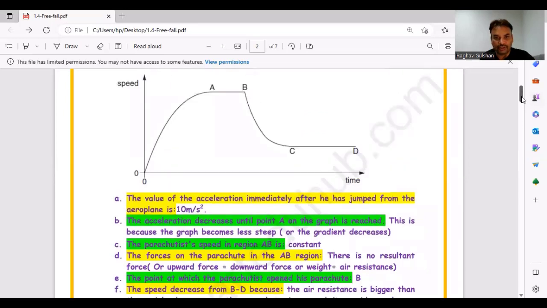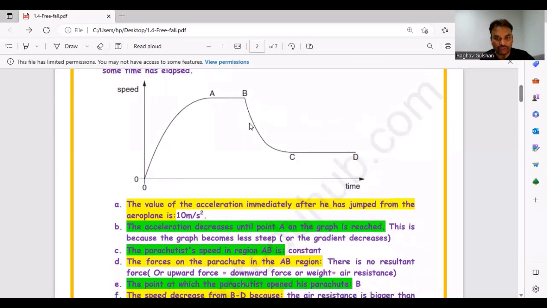So from B to C, there is a decrease in speed. You see at A and B, the speed is the highest, and then at C, that is the minimum speed. So at C, the parachutist comes down with the minimum speed. From B to C, speed is decreasing. This is the reason for negative acceleration. From O to A, the reason is positive acceleration. The speed is increasing.